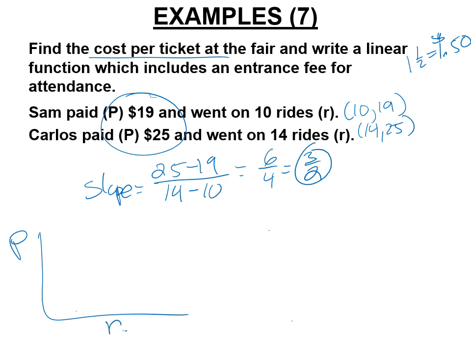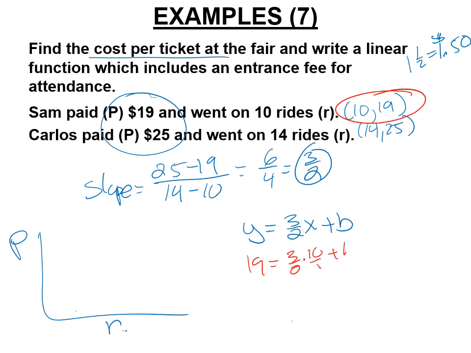Okay, the y-intercept. So we're going to put it in y equals 3 halves x plus b. Now I told you when we did this before, you don't have to be scared of this fraction. It's going to go away. So let's pick one of these. Let's pick 19 and 10. So 19 equals 3 halves times 10 plus b. Right, canceling. That becomes 1. That's going to happen every time.